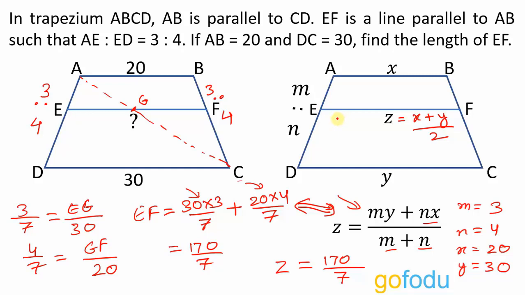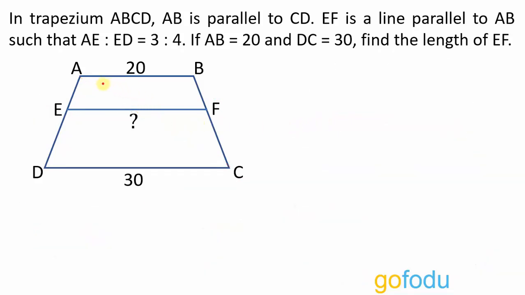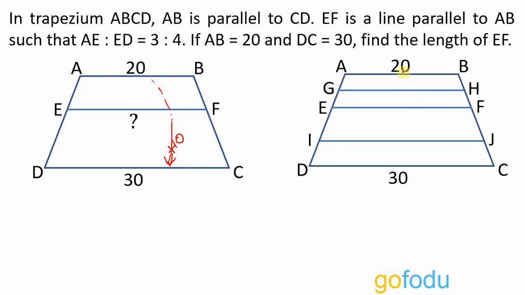Now moving on to the third solution for this question: in going from AB to CD, we had an increment of 10. Now this increment of 10 units at each moment will be in proportion to the non-parallel side. Let me explain using this figure. In going from AB to GH, the overall increment would be divided in this proportion of the non-parallel side.